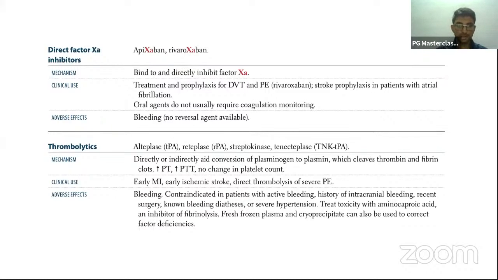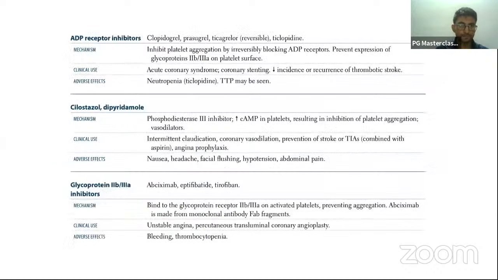Early ischemic stroke, direct thrombolysis of severe pulmonary embolism. Adverse effect is bleeding. Contraindicated in patients with active bleeding, history of intracranial bleeding, recent surgery, known bleeding diathesis, or severe hypertension. For toxicity there is an antidote, an inhibitor of fibrinolytics, either tranexamic acid or aminocaproic acid can be used. FFP or cryoprecipitate can also be used.